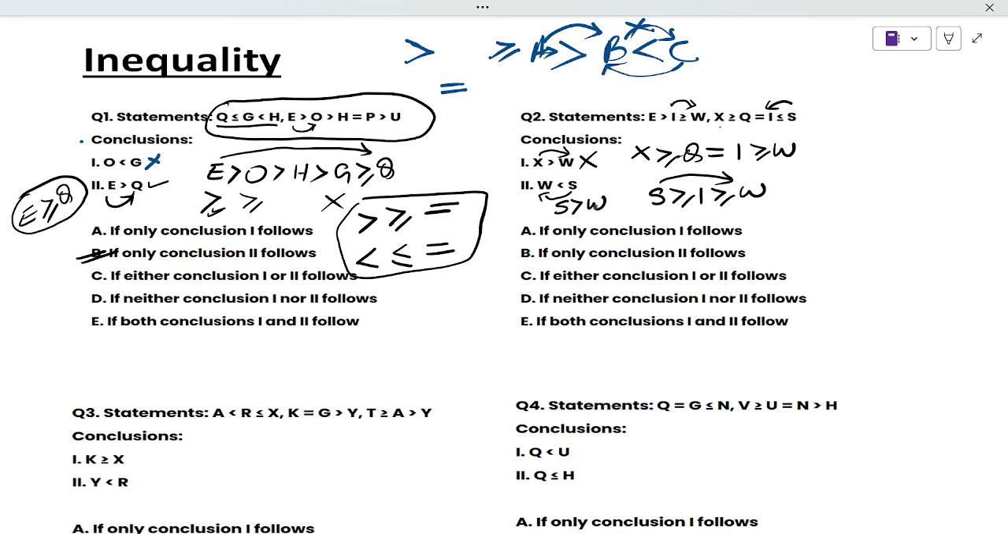S is greater than w. Alright, here we can take both sides: w is smaller than s, or s is greater than w. So the path exists, however the sign is not strict. Here there is no greater than sign, only greater or equal to, for which conclusion 2 is also false. So in this case neither conclusion 1 nor 2 follows.